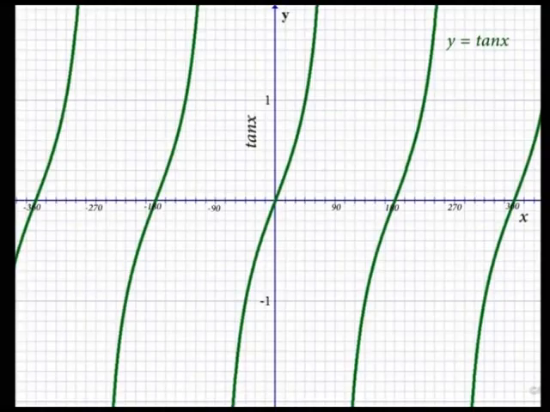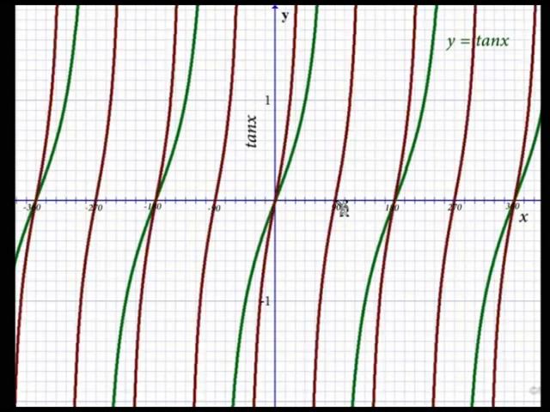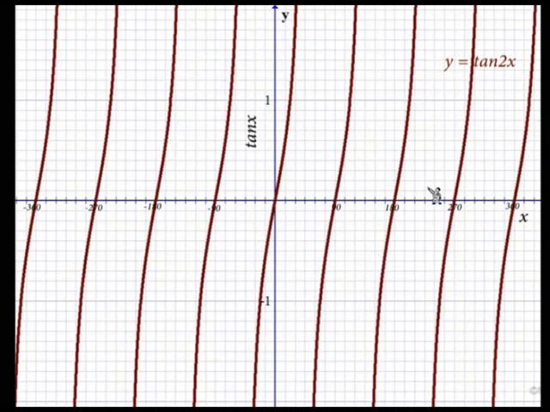And so this is the graph of y is equal to tan x. For y is equal to tan 2x, every point will be brought half as far from the y-axis as it was initially. And so this 180 degrees will be at 90 degrees, and the same goes for all other points. So this is tan 2x.